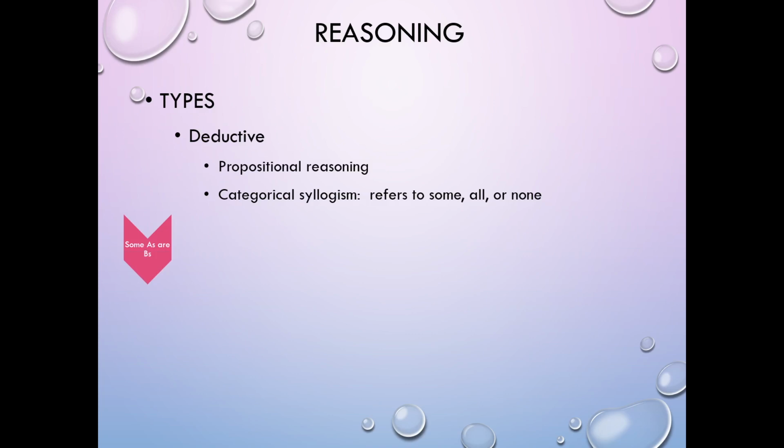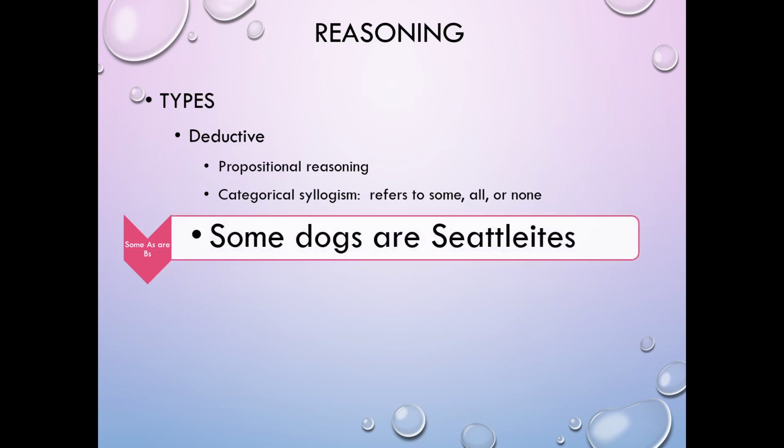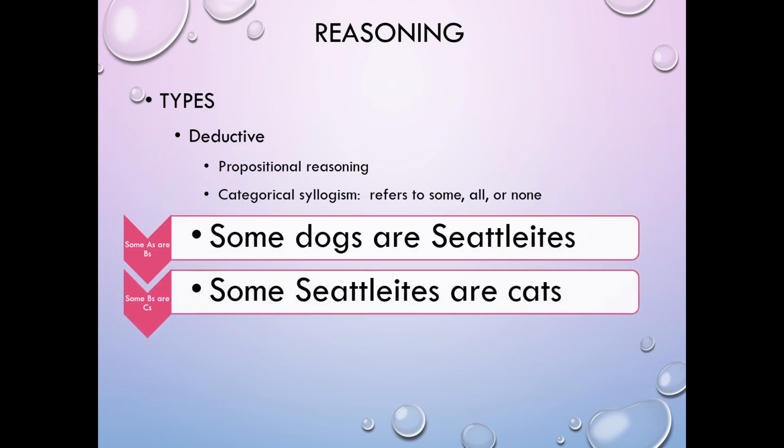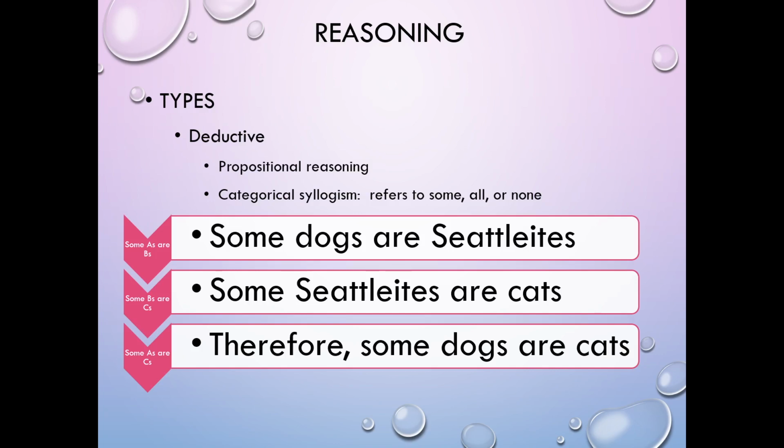Okay, some A's are B's. Some dogs are Seattleites. That's true. Some dogs live in Seattle, right? Some B's are C's. Some Seattleites are cats. That's true. There are cats that live in Seattle. Okay. Some A's are C's. Therefore, some dogs are cats. Hold on. That can't be true.